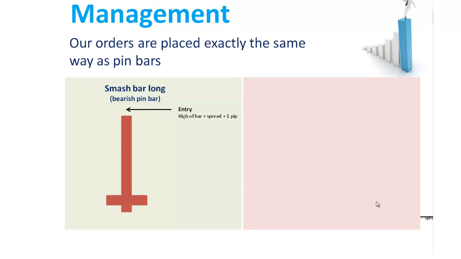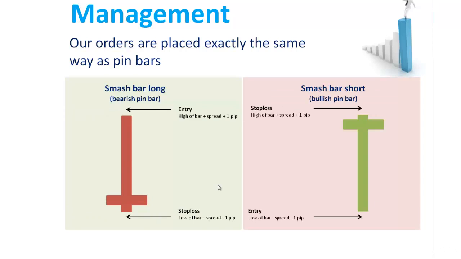So in this instance here, in terms of setting up the order, like I've mentioned in context, what we want to do, if we see a smash bar long defined as a bearish pin bar reversal off a horizontal level of support, we would have our entry just above the high plus spread plus a pip to eliminate a false entry where we get a spike and our broker triggers us in anyway, and our stop loss is of course at the low of the bar minus spread minus 1 pip to of course eliminate the same thing, being stopped out early if the trade does go against us.